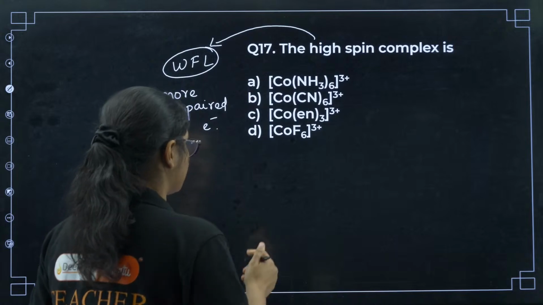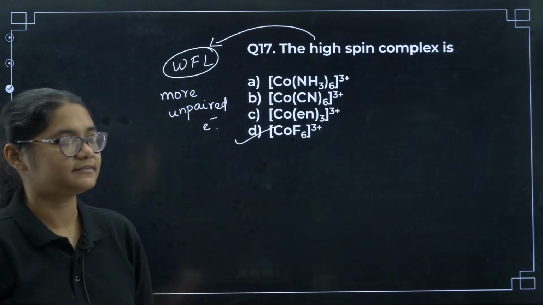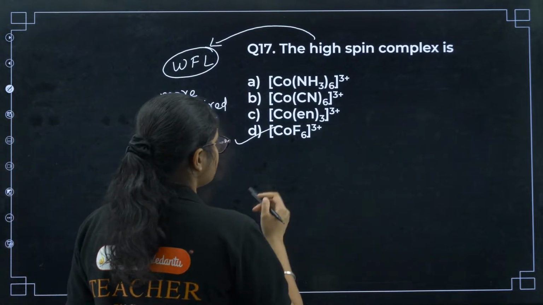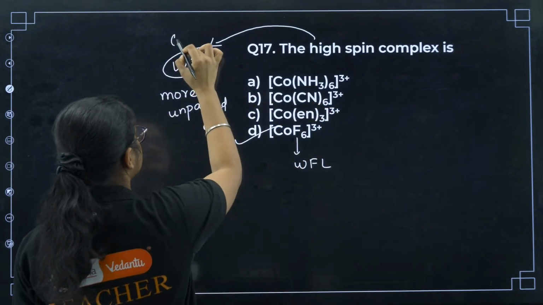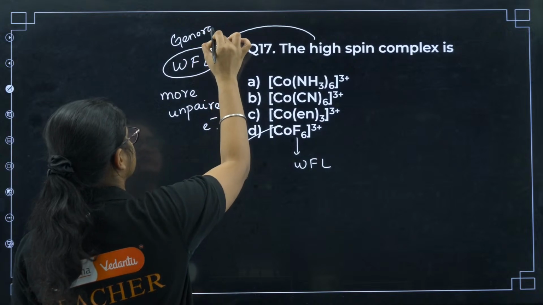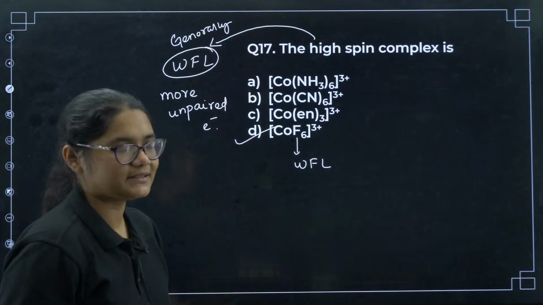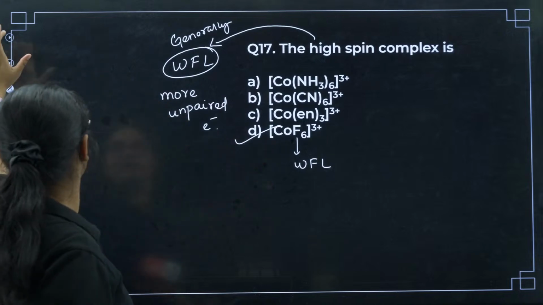Yes, Gauri is correct here. 17th D, CoF6 3-. Fluorine is a weak field ligand, so that is why we will get high spin. Most of the cases you will find this, but there will be some exceptions as well, but generally this is the correct thing.